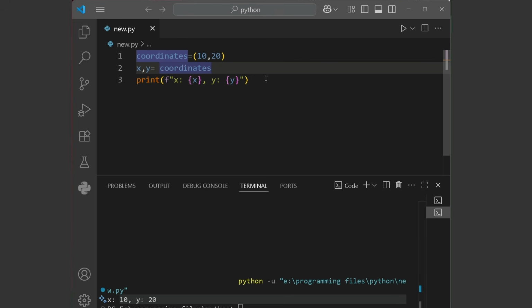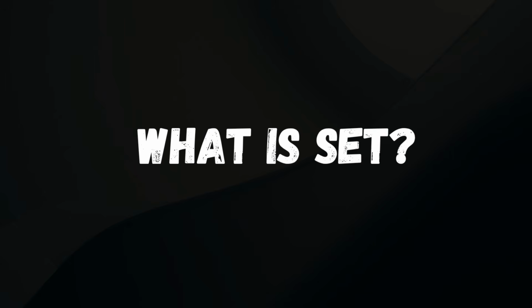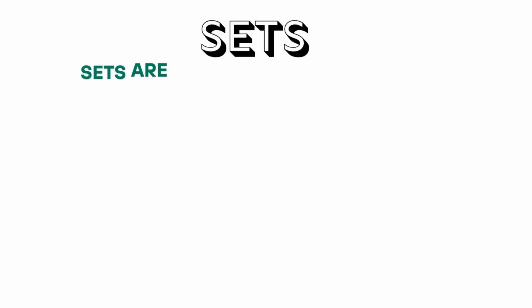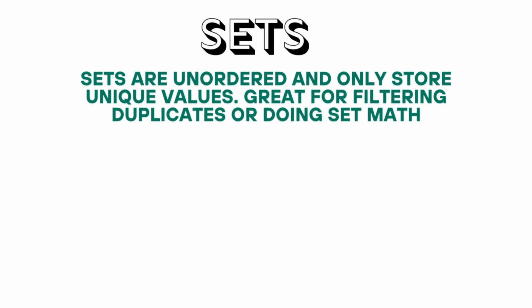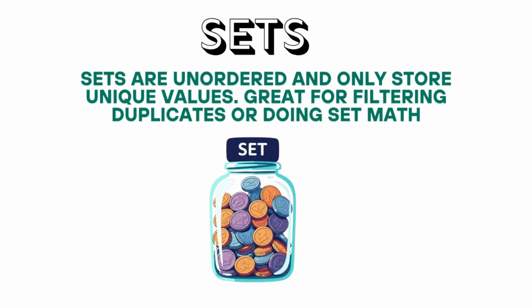Okay. Now let's move to our next topic. What is a set? Sets are unordered, unchangeable, and only store unique values, great for filtering duplicates or doing set maths. A set is like a jar of unique coins where each coin is different.